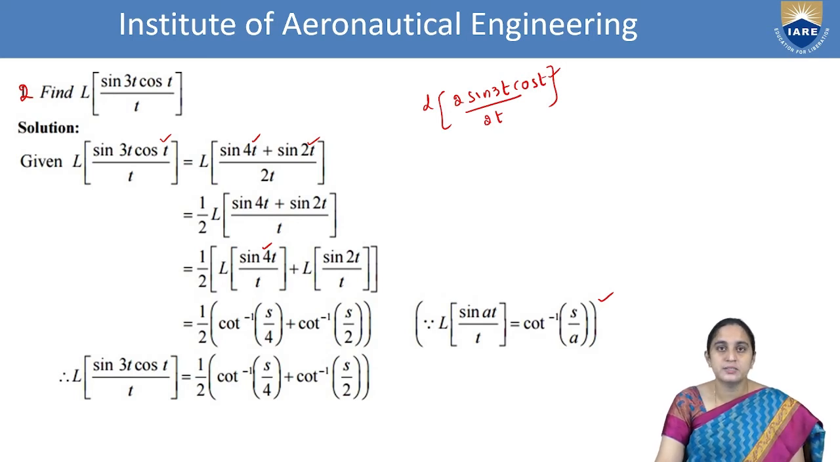Therefore, the final answer for the second question is Laplace of sin 3t into cos t by t is equal to 1 by 2 into cot inverse of s by 4 plus cot inverse of s by 2.